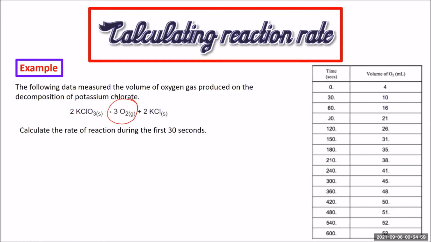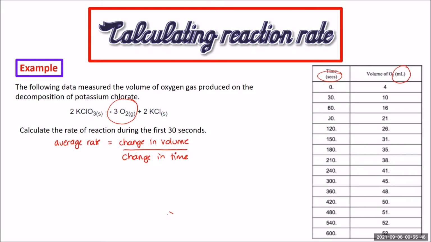Let's calculate the rate of reaction during the first 30 seconds. First of all, our property is volume, so our units of volume are mL, and our units of time are seconds, which means that the units for our rate will end up being mL per second. So our average rate is just the change in volume over the change in time.